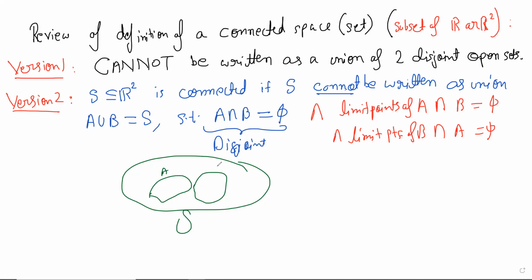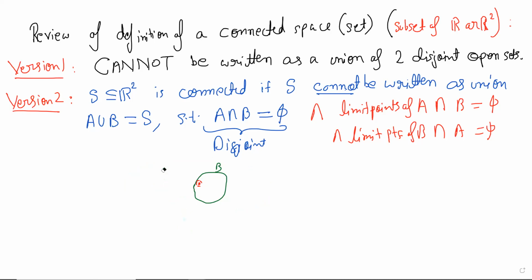If this is A and this is B, and maybe this is all S is, if it can be written as a union of two disjoint open sets, then obviously, any point you take which is in B, let's say, this cannot be a limit point of anything in A, right? Because you can draw a small neighborhood which is inside B. It has nothing to do with A, because B is open. And so that point cannot be a limit point of A, and vice versa. So this is rough intuition.